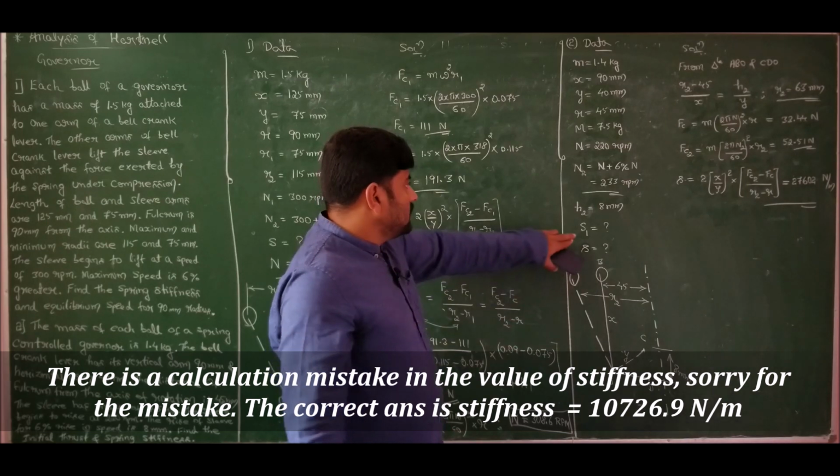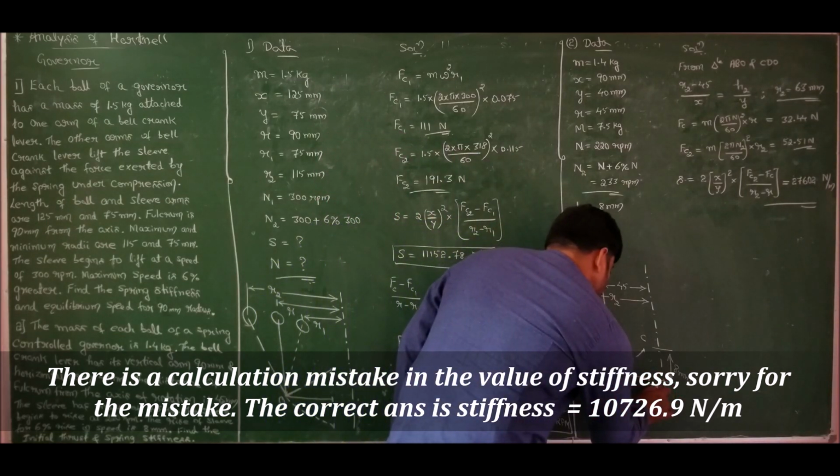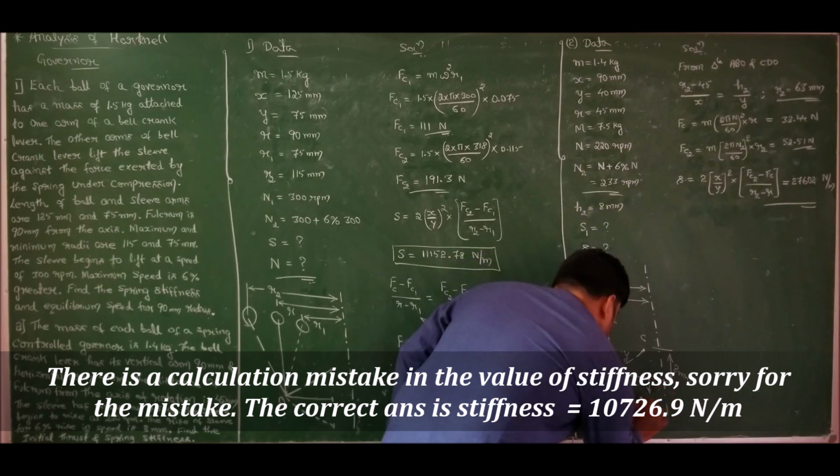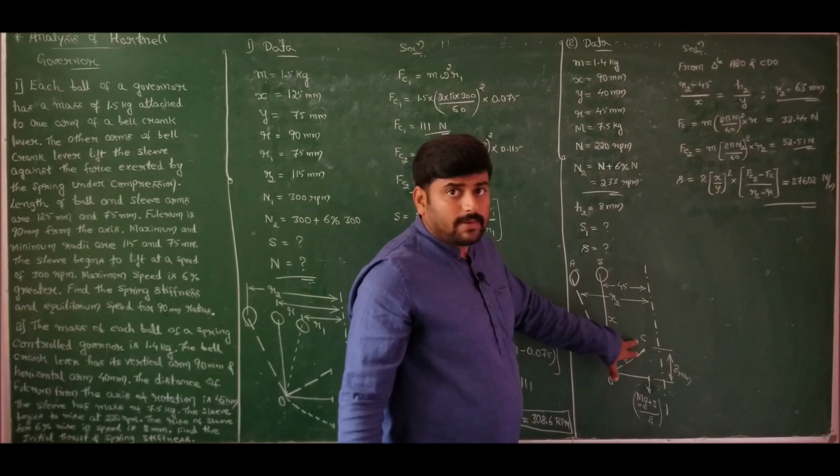Now we want to determine the initial spring force. That is, what is the initial spring force at B? So at D, what will be the spring force? That is mg plus S divided by 2. Here the spring force will be mg plus S1 by 2.